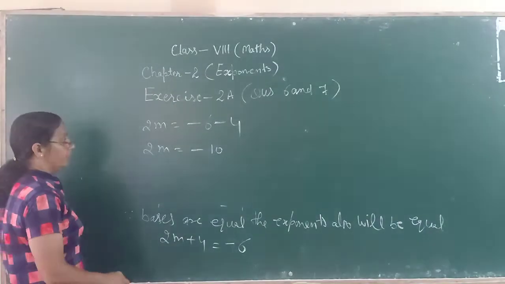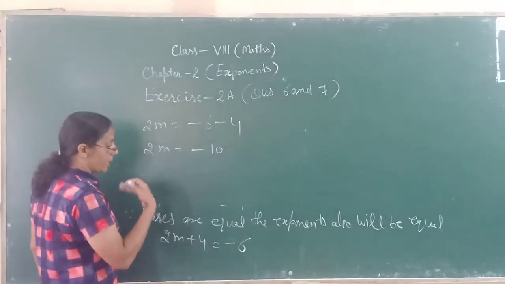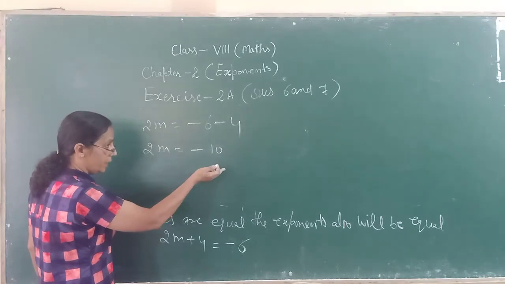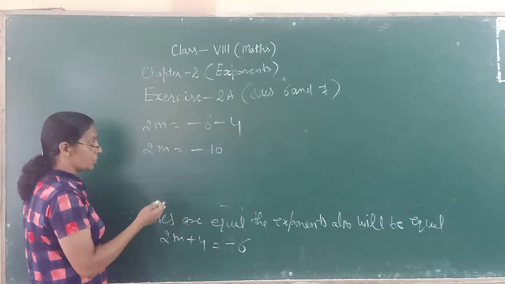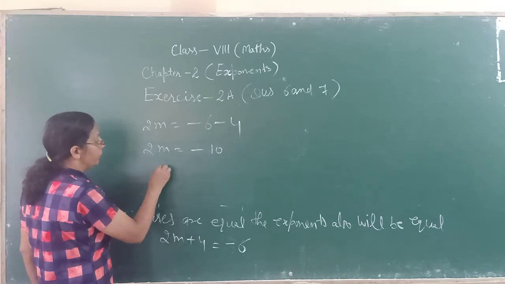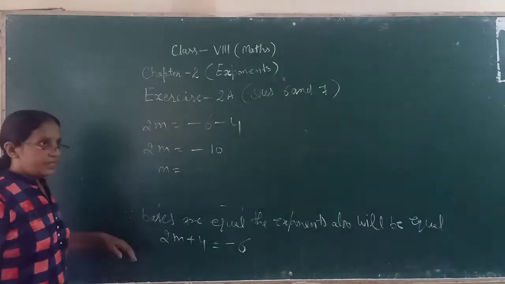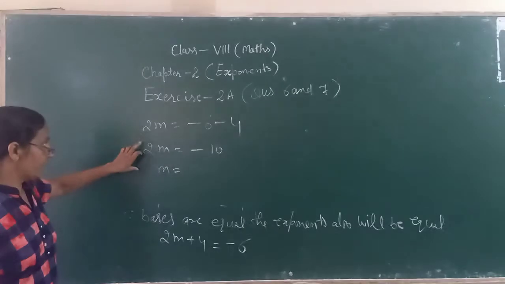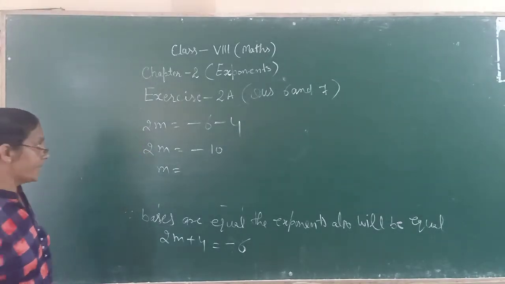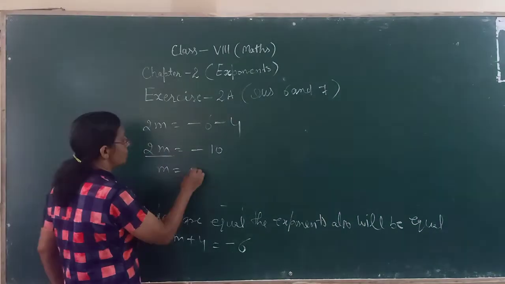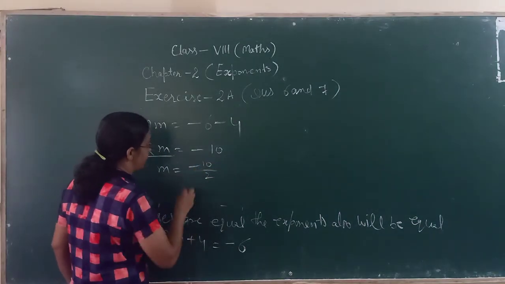Now, the next step. First we transposed the term, like terms, to the right hand side. Now it will come to the last step. Whatever number is multiplied with the variable, we have to take it to the right hand side, and multiplication always becomes the opposite operation, divide.